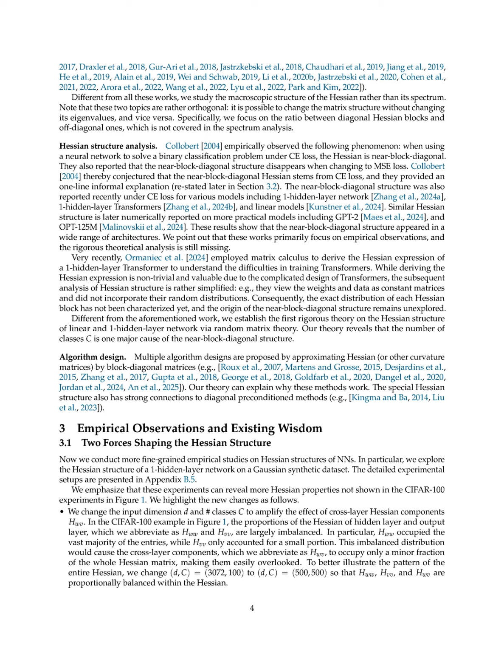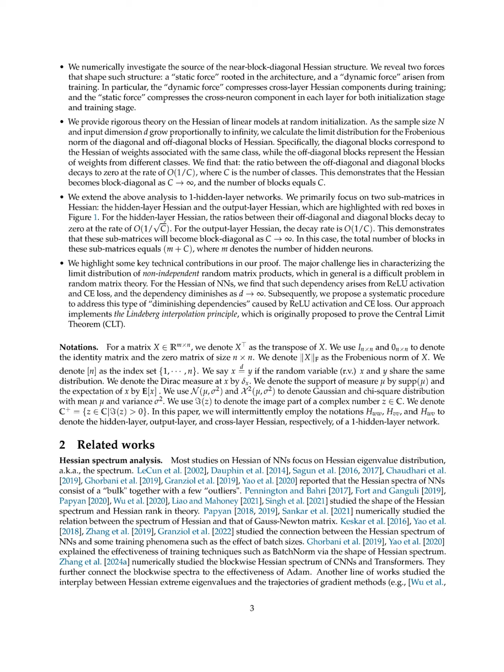The new theoretical framework established in this paper reveals that the near-block diagonal structure of the Hessian matrix in neural networks is significantly influenced by the number of classes, denoted as C, rather than solely by the choice of loss function, such as cross-entropy (CE) loss. Specifically, the analysis shows that as C increases, the off-diagonal blocks of the Hessian decay to zero at a rate proportional to C, leading to a clearer block diagonal structure.